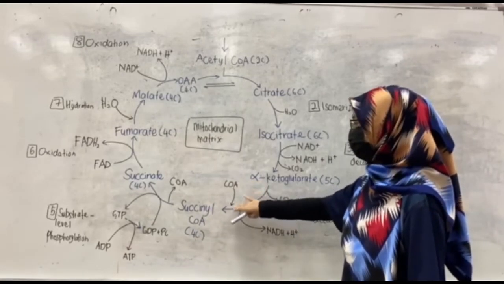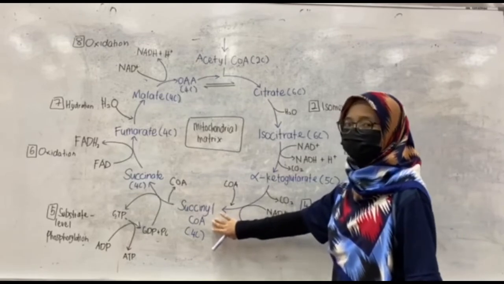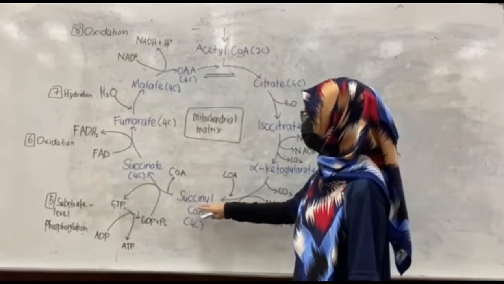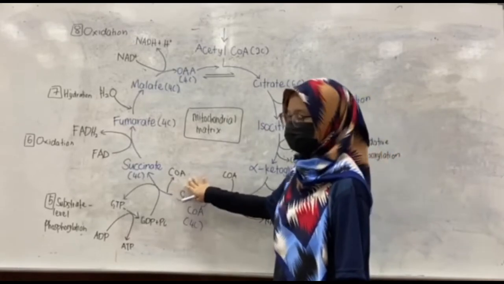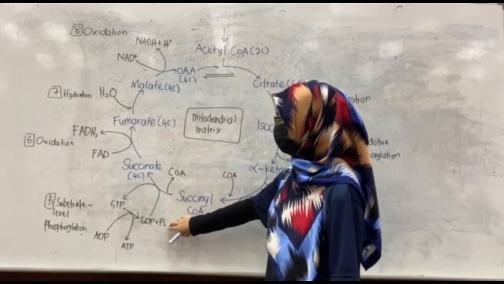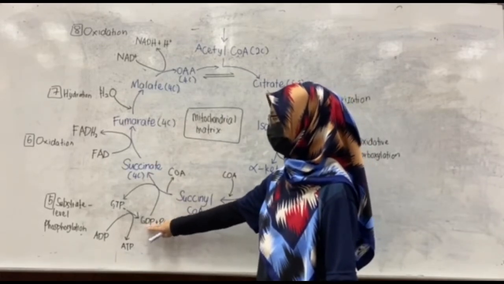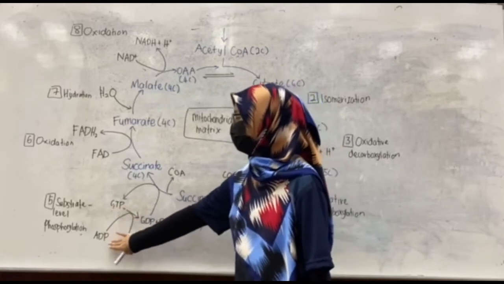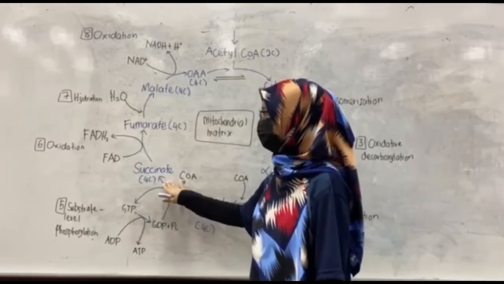CoA is joined with succinyl-CoA by a high energy bond. The high energy bond between succinyl-CoA and CoA will cleave. It will release energy, which is used to bind a phosphate group with GDP to form GTP. GTP transfers its phosphate group to ADP to form ATP.